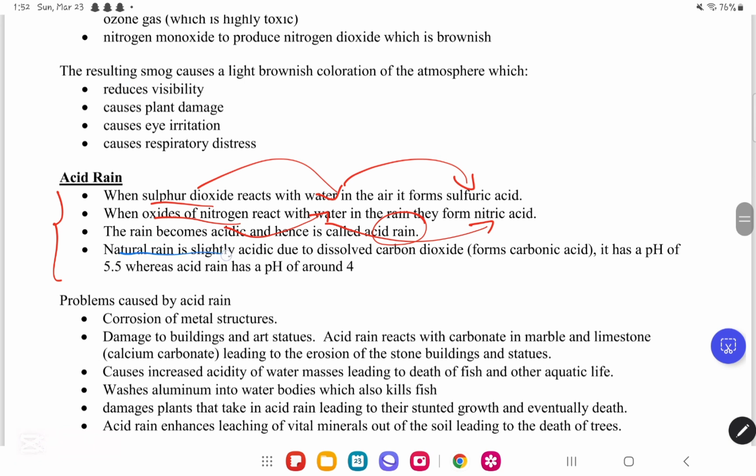We know that natural rain is slightly acidic due to dissolved carbon dioxide, which has a pH of around 5.5. It's not too acidic, but at the same time, it's not neutral, okay? Whereas when it is acid rain, it drops all the way to a pH of 4, which is very, very dangerous, okay? It's very acidic.